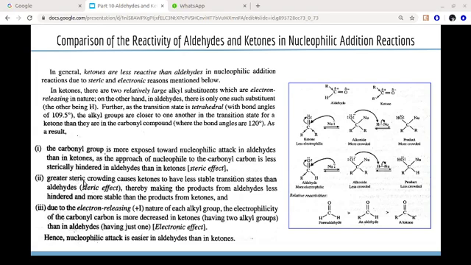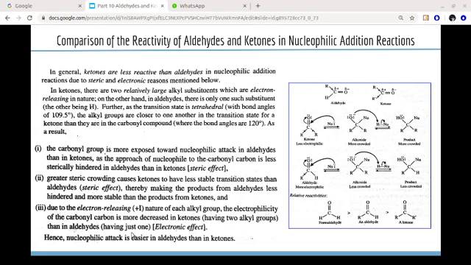Then greater steric crowding causes ketones to have a less stable transition state than aldehydes, thereby making the products from aldehydes less hindered and more stable than the products from ketones. So that we already discussed, due to steric crowding, the products from ketones are less stable and products from aldehydes are more stable. Then there is the electron releasing, plus I inductive effect. Plus I inductive effect means electron releasing inductive effect, a nature of each alkyl group.